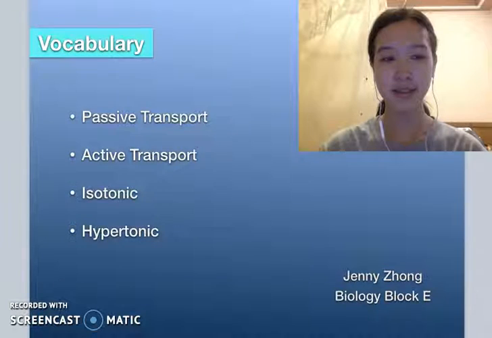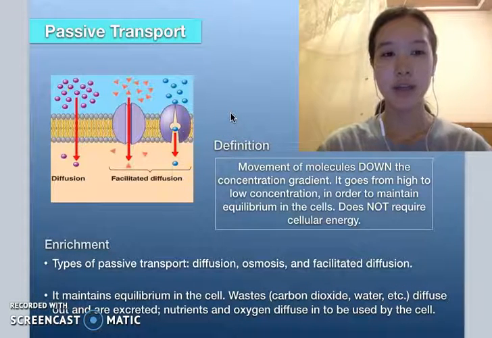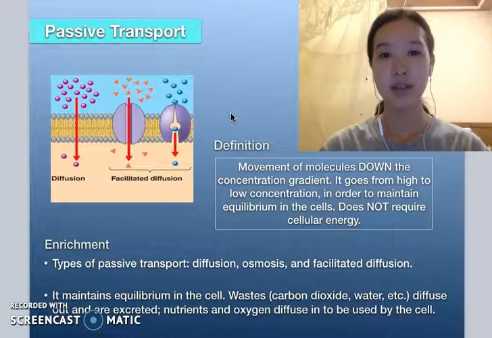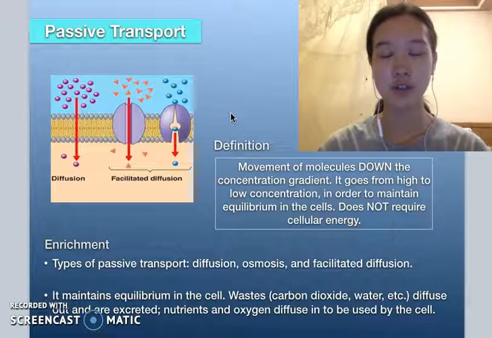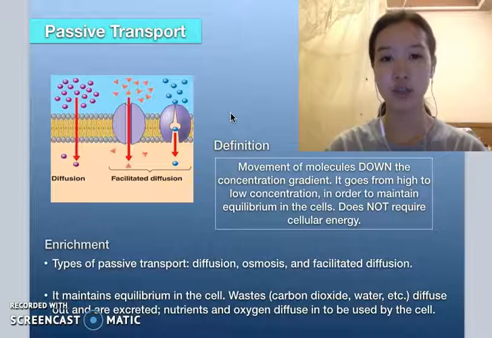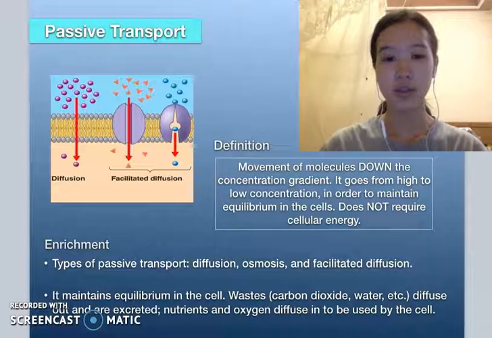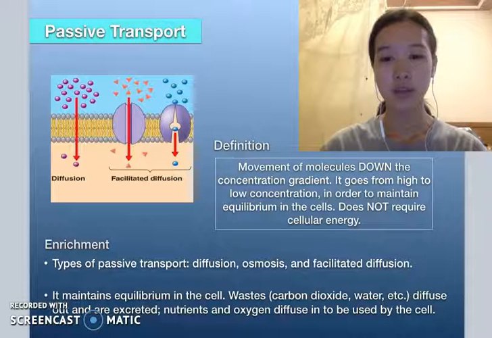Now let's look at the first vocabulary word, passive transport. The definition of passive transport is the movement of molecules down the concentration gradient. It goes from high to low concentration in order to maintain equilibrium in the cells. Also, it does not require cellular energy.